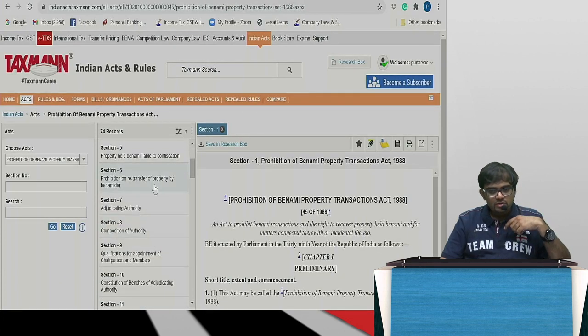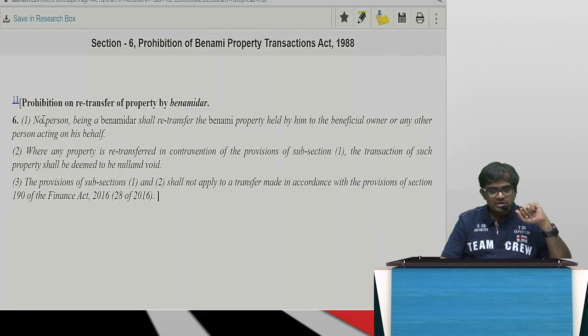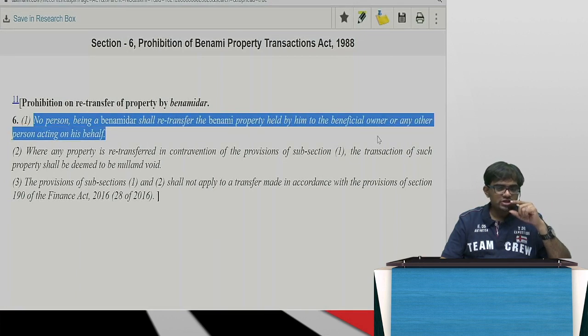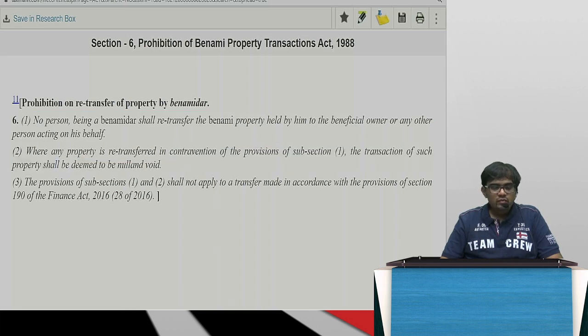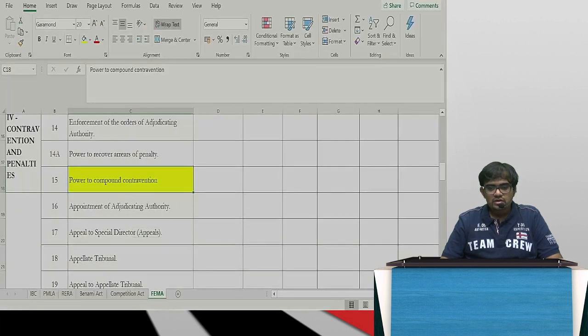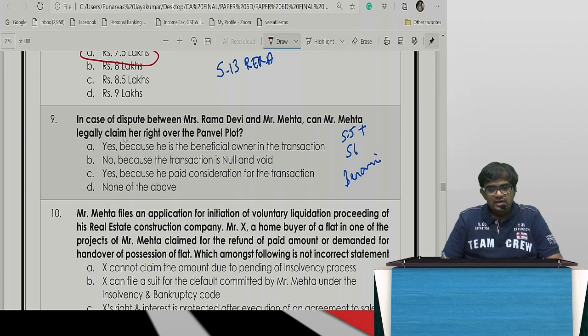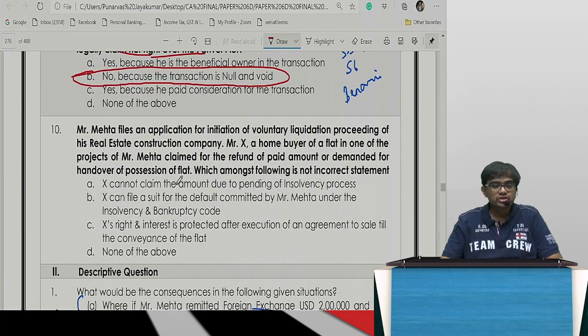Benami, retransfer of property. So whatever that person already has: no person being a Benamidar shall retransfer the Benami property held by him to the beneficial owner or any other person. Where any property is retransferred, the property shall be deemed to be null and void. So it is already held by him, and the beneficial owner cannot have it retransferred. So in case of any dispute, can I claim a right? No, because the entire transaction is null and void. Once you transfer it, you cannot retransfer it back to you just because you want to change it now.